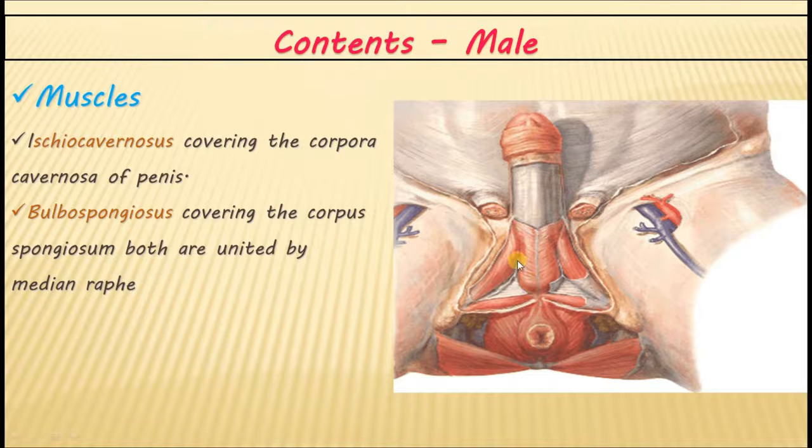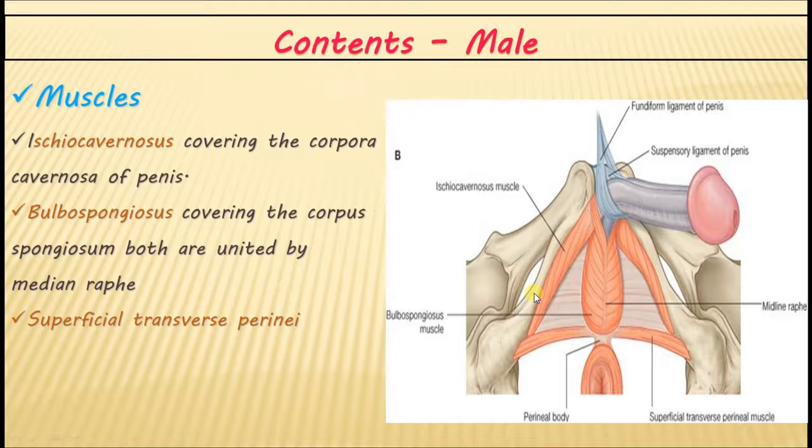Okay, so they are mainly responsible for the erection, and at the same time they are also responsible during ejaculation, the repeated contraction of this urethra, mainly during the ejaculation of the seminal fluid. Then you have the superficial transverse perineum arising from the ramus of the ischium and getting attached to the perineal body. So this mainly stabilizes the perineal body. So both the superficial transverse perineum and the deep transverse perineum.